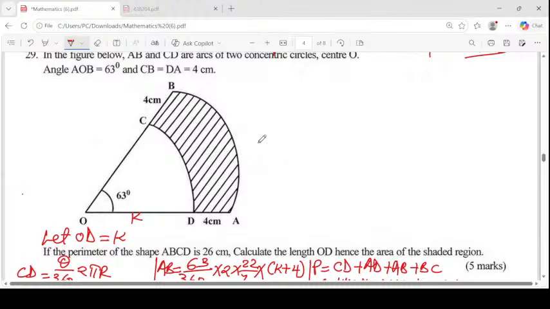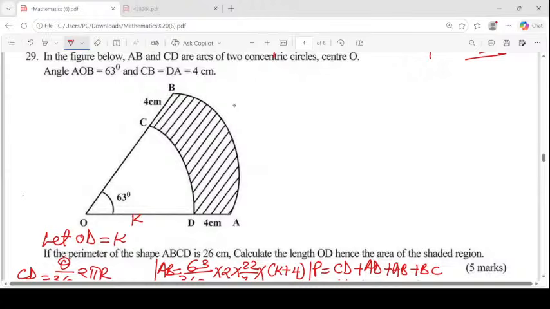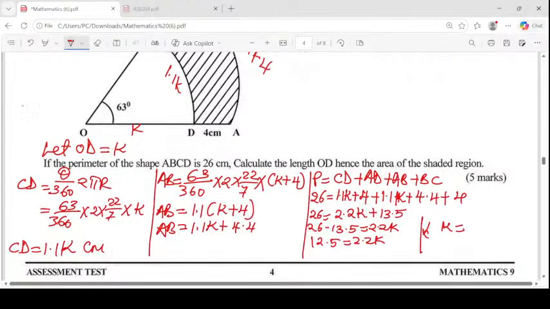Perimeter of A, B, C, D. A to B, remember AB we got it as 1.1k plus 4.4. Then you add this 4 plus CD, which is 1.1k plus this. So let me just see, 4.4 plus 4 plus 4, that is 12.4. Did I have here 12.4?